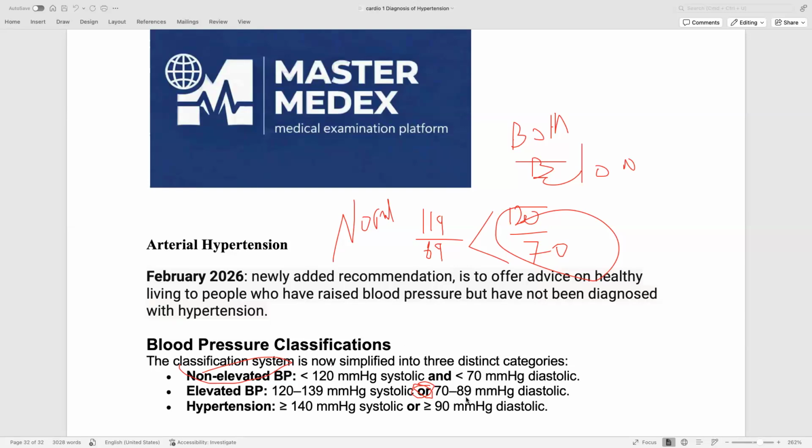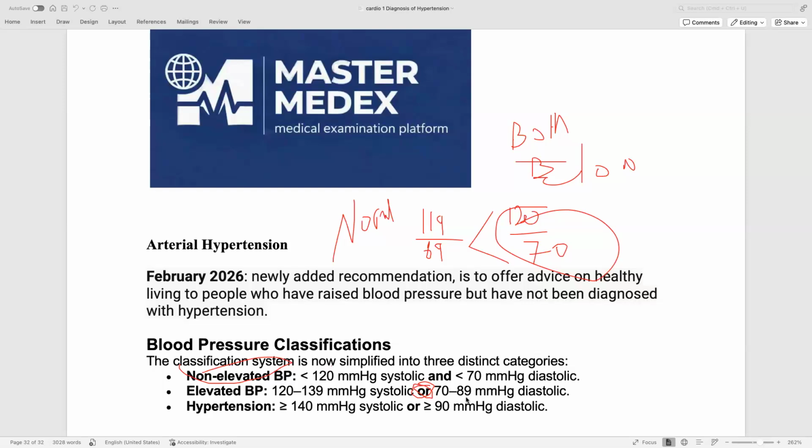What do we mean by healthy living? What are the figures of healthy living? What is the advice? Salt consumption less than 6 grams. Exercise 3 times a week.